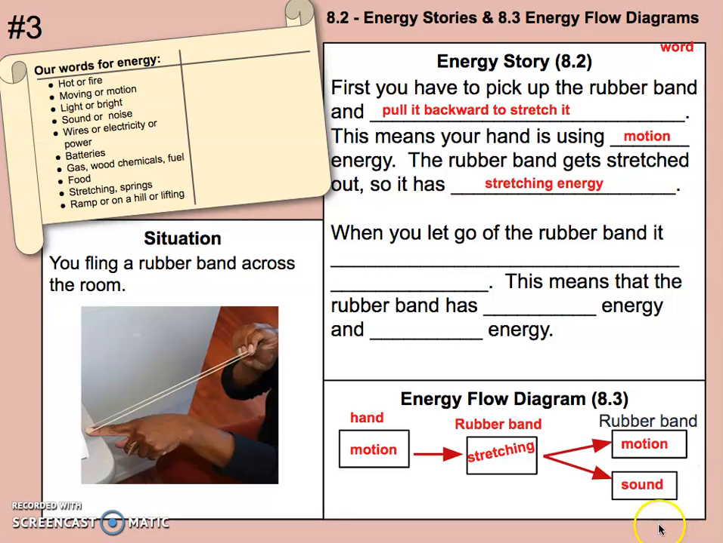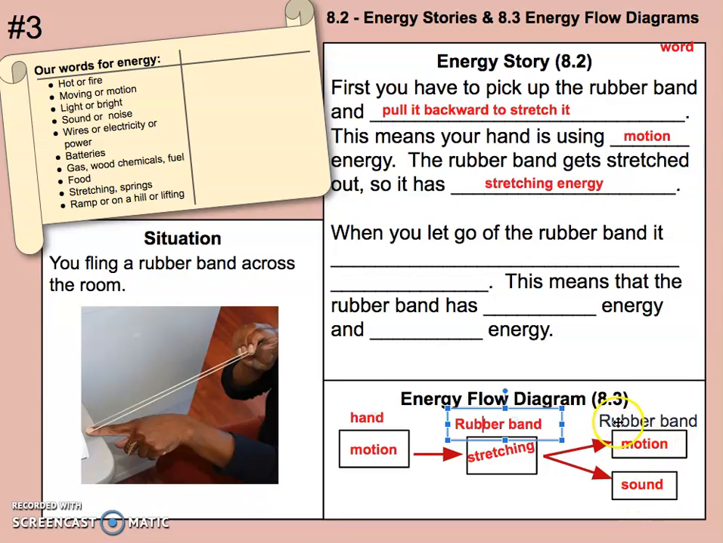Awesome. So again, notice that I have my hand, my objects are on top. The hand is the first object that has to do something. It has to stretch the rubber band. The rubber band is the next object, and it gets stretching energy. And then the rubber band is still the same object we're focused on, but it has motion and sound energy.